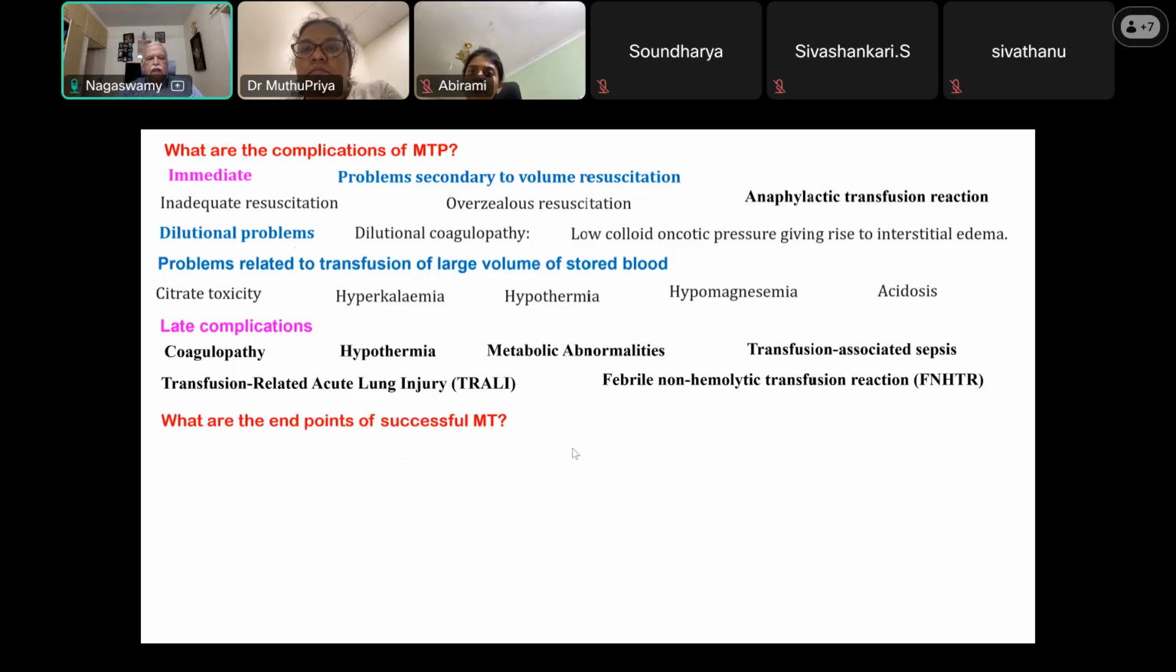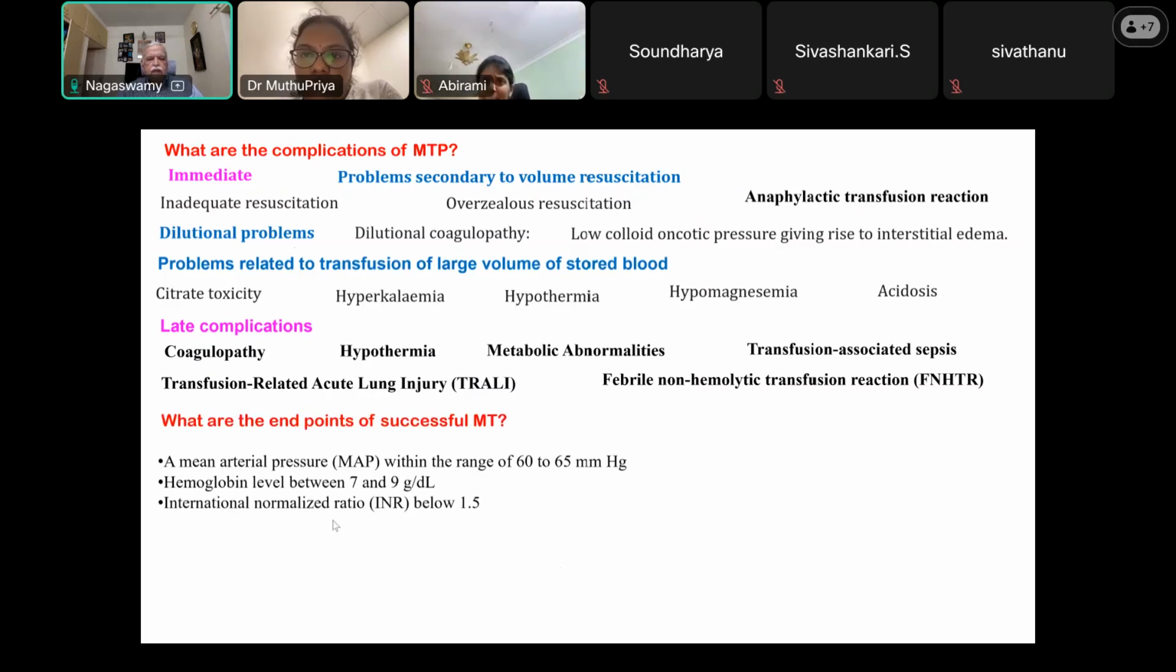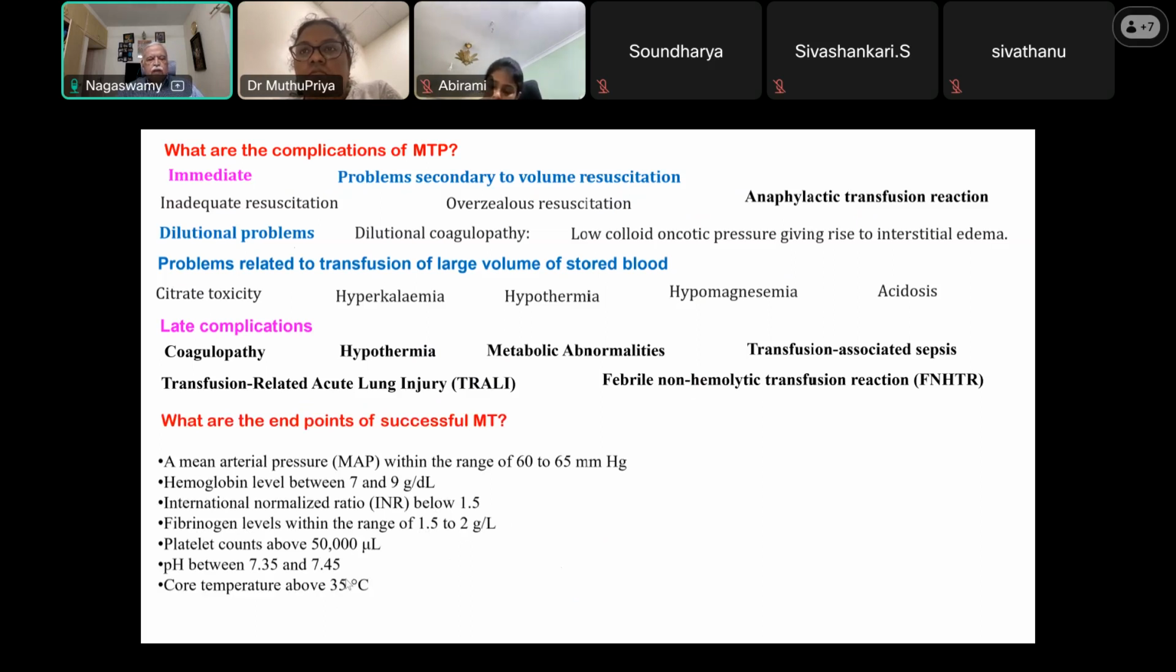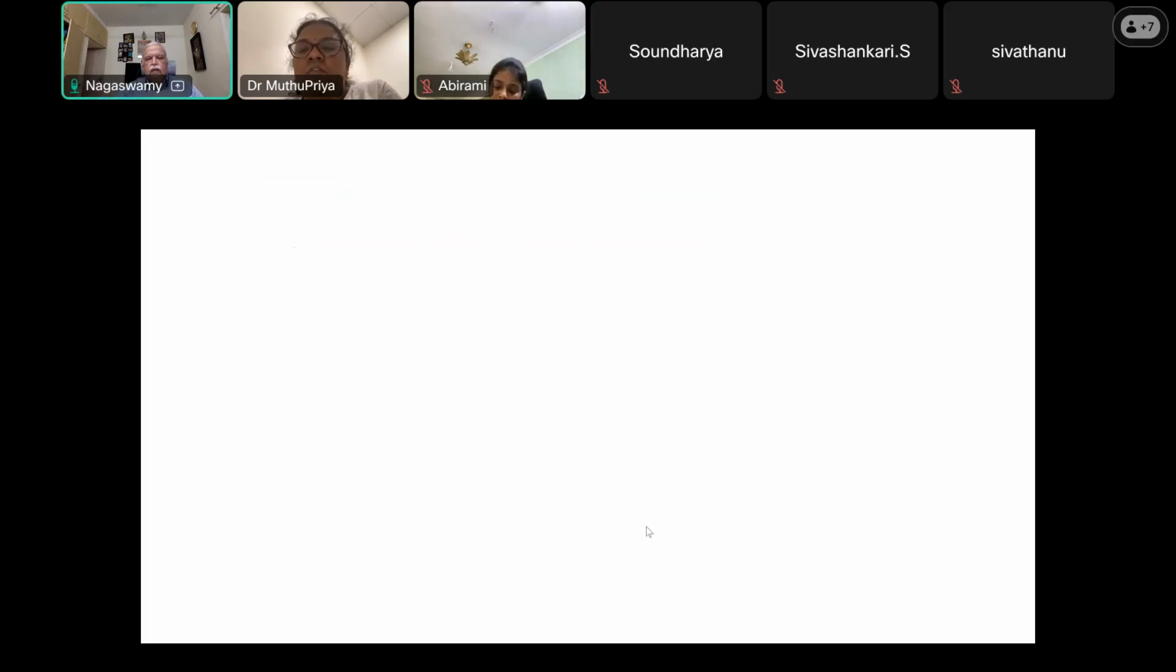Now, what are the endpoints of a successful MTP? Mean arterial pressure between 60 to 65, hemoglobin 7 to 9, international normalized ratio of 1.5. Fibrinogen level is a very, very important indicator to make sure that there is no unnecessary bleeding, at 1.5 to 2 grams per liter. Platelet count above 50,000, and pH between 7.35 and 7.45, and core temperature of the patient should be 35 degrees or more. So these are all the endpoints of a successful massive transfusion.